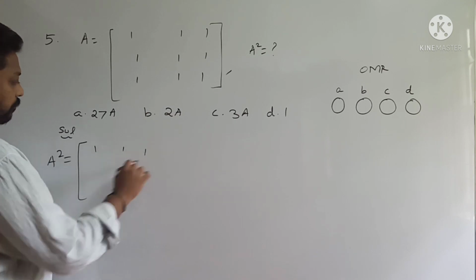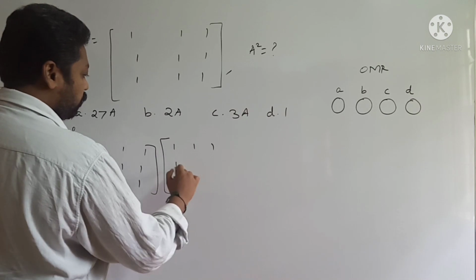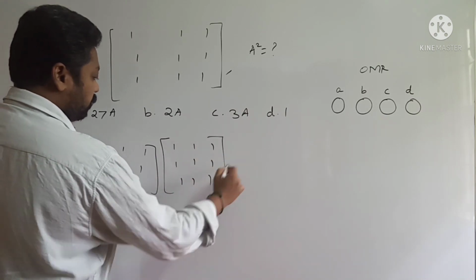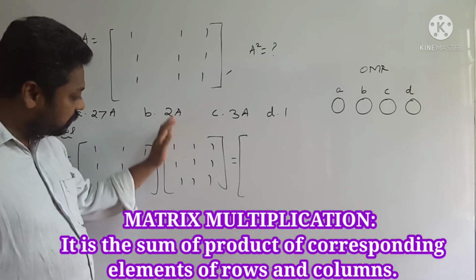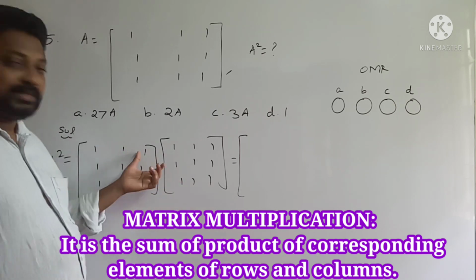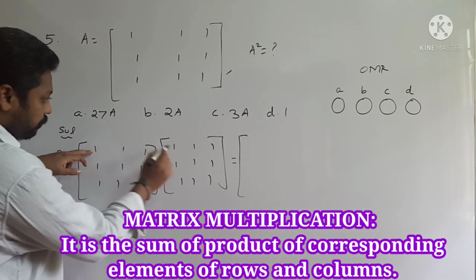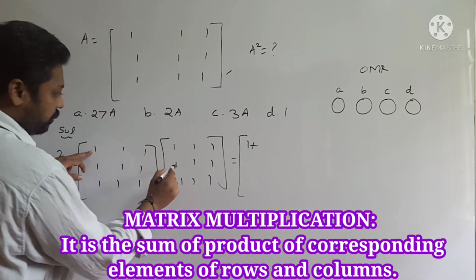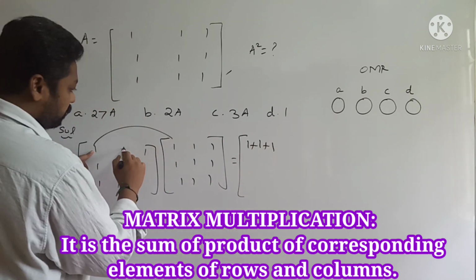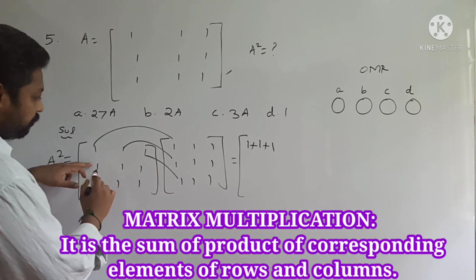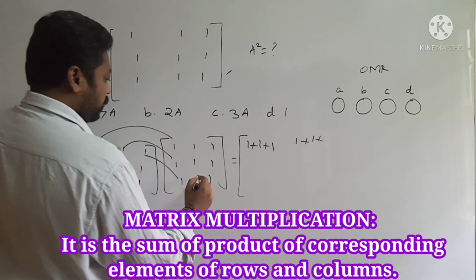So, 1 1 1 1 1 1 1 1 1 into 1 1 1 1 1 1 1 1 1. So how do we have to multiply? We have to multiply each row of the first matrix with each column of the second matrix with the corresponding elements, and find the sum of the products, which means 1 into 1, then 1 into 1, then 1 into 1. In the same way, 1 into 1, 1 into 1, 1 into 1.